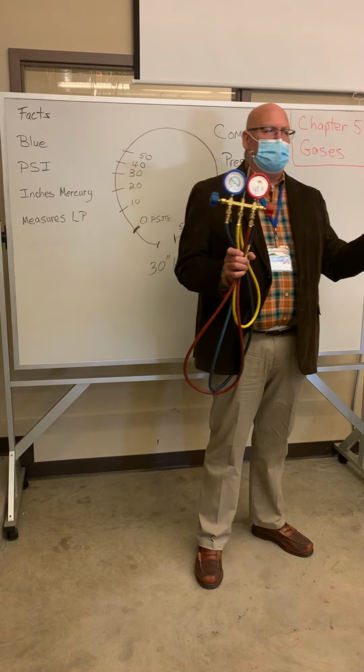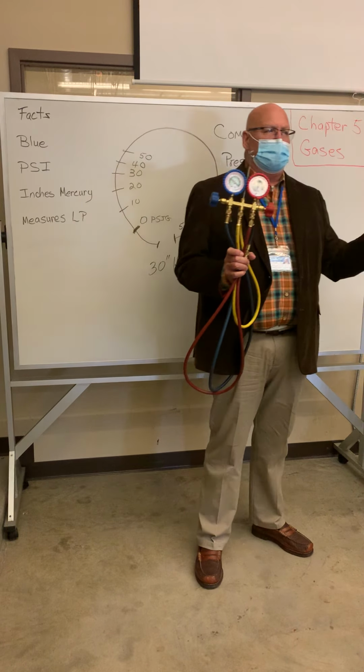So this is why we have a low pressure side and we have a high pressure side, because we want to monitor that, because then we know how our system is performing. So, manifold gauge, blue gauge, red gauge, low pressure, high pressure.